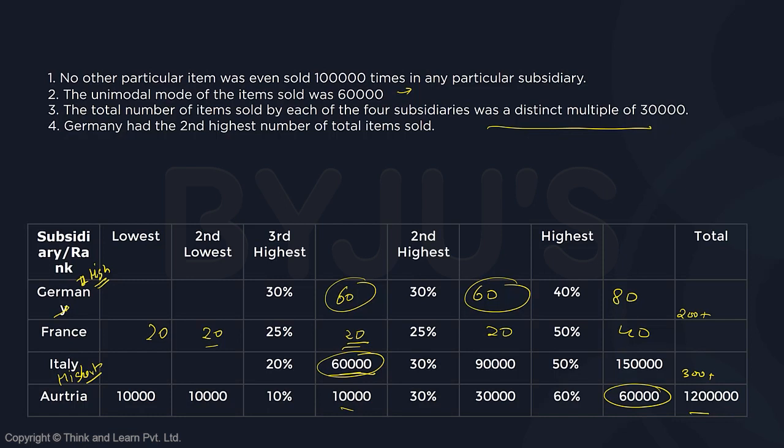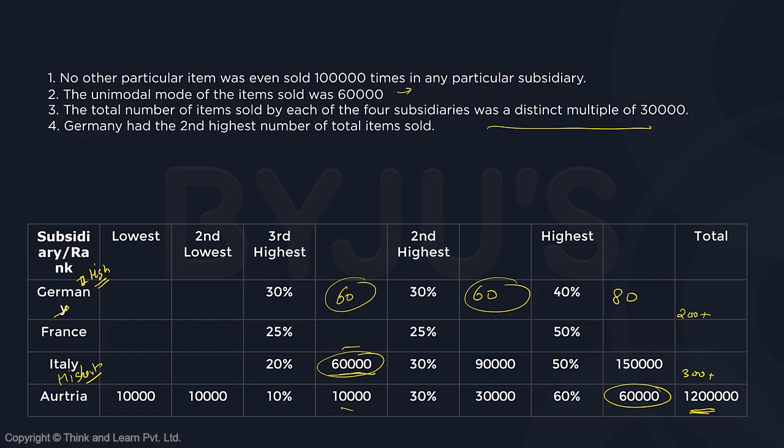Am I getting it? 20, 20, 40 gives you 80,000. If this is the third highest, these two can be at max 20, 20. In that case, sorry, it will become 80 plus 40, which is 120 only. So 120 is not possible because it's already 120, right? It has to be a distinct multiple of 30,000. So 20, 20, 40 is also ruled out.